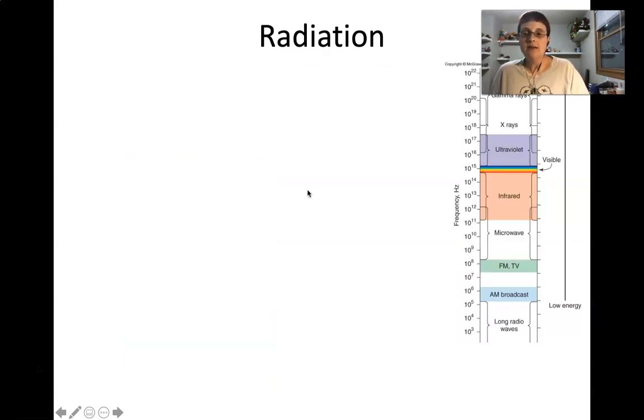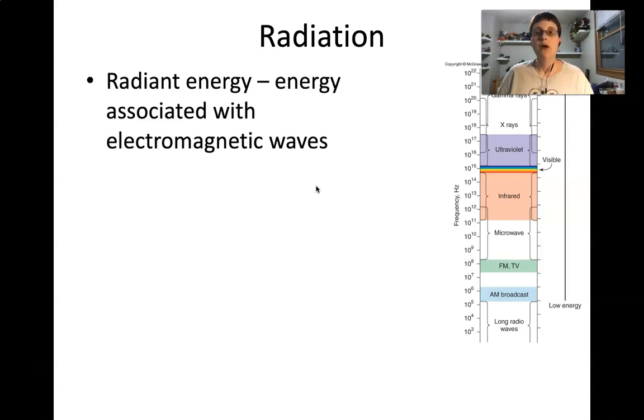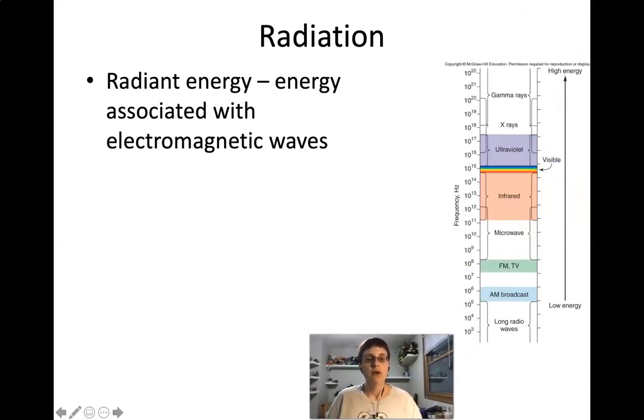So our last way to transfer heat is via radiation. So we've got conduction with solids, we've got convection with liquids and gases, and then we have radiation. So radiation, or radiant energy, is energy that's associated with electromagnetic waves. So over here along the side, this is the electromagnetic spectrum. I mentioned that in an earlier video.